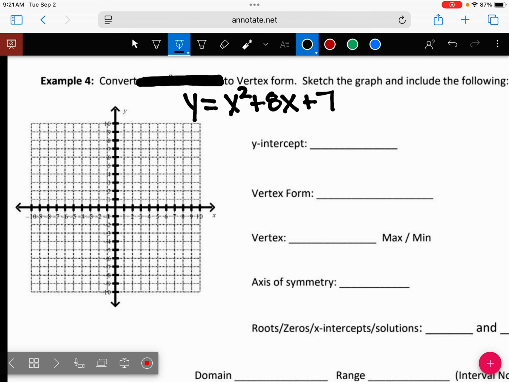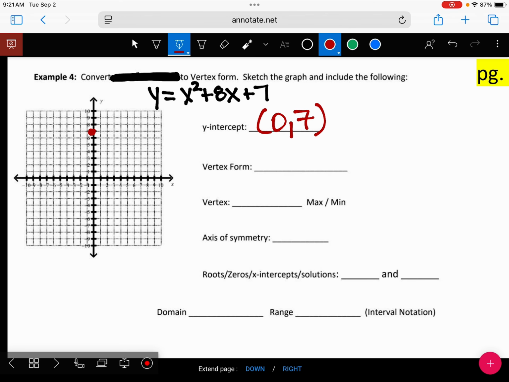That wasn't bad. That wasn't bad at all. So your y-intercept is at 7. (0, 7). Raise your hand if you had that. Good. Now let's plot it. Put a point at (0, 7).